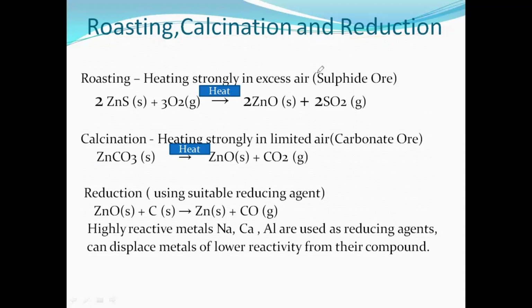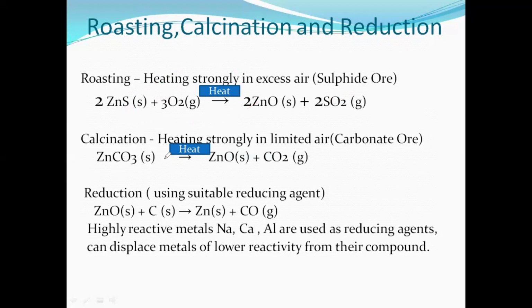Metals that occur in the form of sulfide ore are roasted, meaning these metal sulfides are heated strongly in excess air. This process is known as roasting. Zinc occurs as sulfide and carbonate ores. Sulfide ore of zinc is heated strongly in excess air, and zinc sulfide gets converted into zinc oxide and sulfur dioxide gas is produced. Here the sulfide ore gets converted into its oxide form.